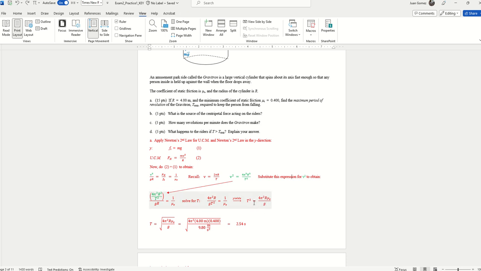Then I don't want t squared, I want t. So just square root each side. So t is the square root of 4 pi squared r mu s all over g. r was given as 4 meters. The coefficient was given as 0.4. Plug in the numbers and you get a maximum period of 2.54 seconds.